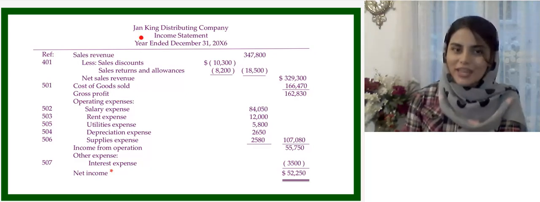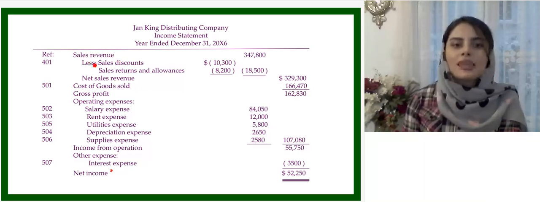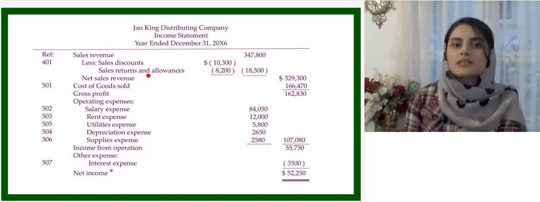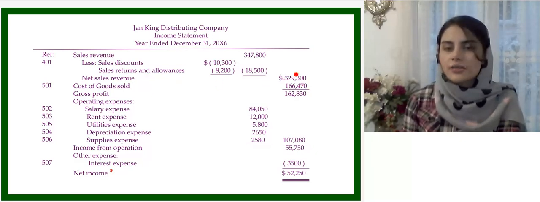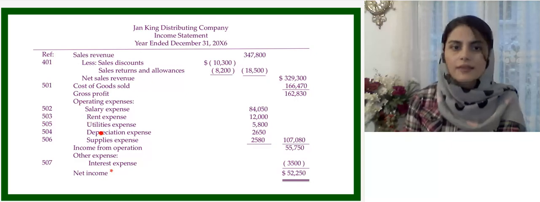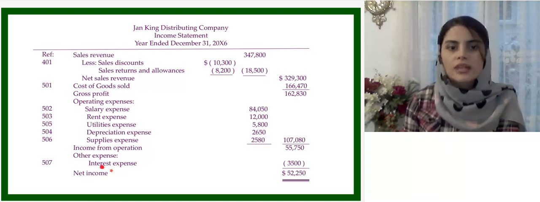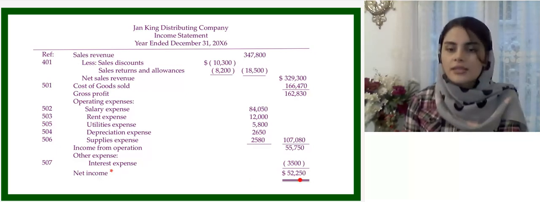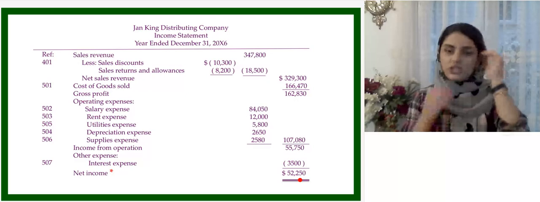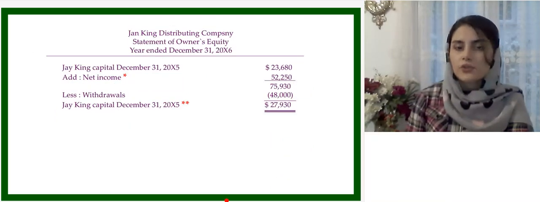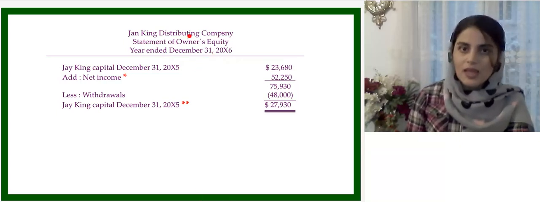Here is the income statement of Janking. It starts with revenues, less the sales discount and the sales returns and allowances, which gives us net sales revenue, which is this amount, and we should less cost of goods sold to have gross profit. And then the operating expenses, and after that, other expenses. Here we have interest expense. So the net income is 52,250.